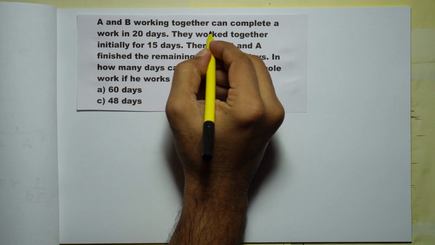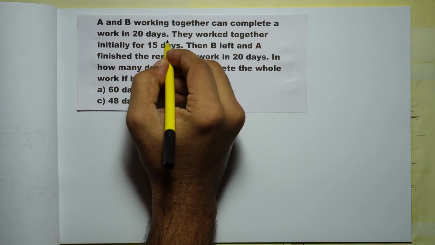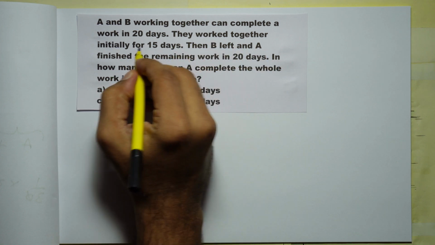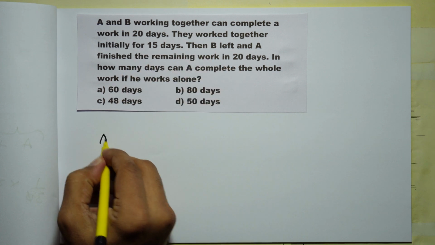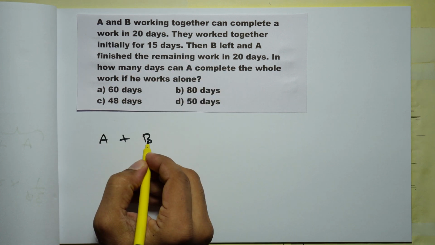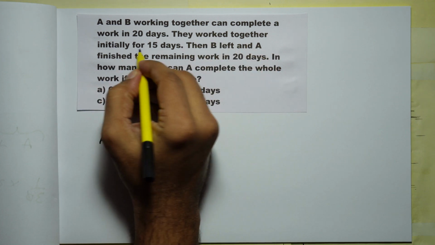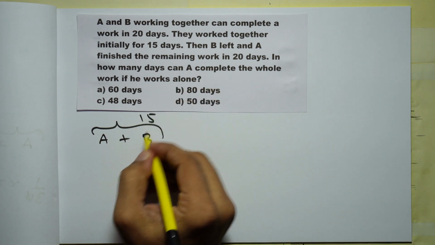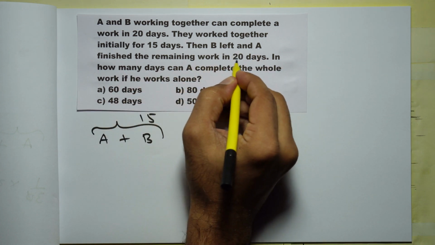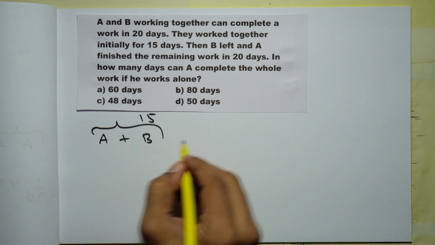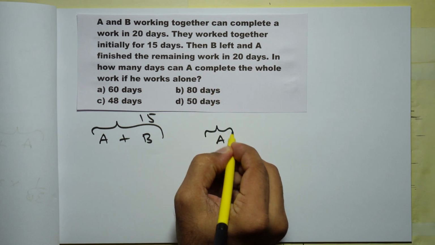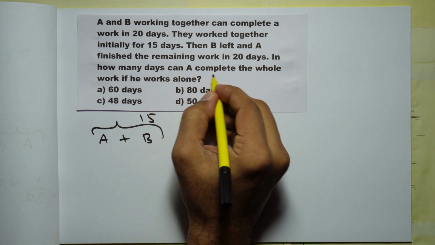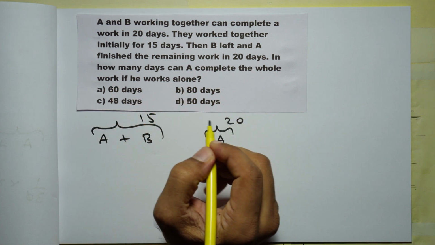A and B working together can complete a work in 20 days. They work together initially for 15 days. So we'll just represent that data. Initially A and B started doing the work together for 15 days. Then B left and the remaining work was done by A in 20 days. Now the question is, in how many days can A complete the whole work if he works alone?